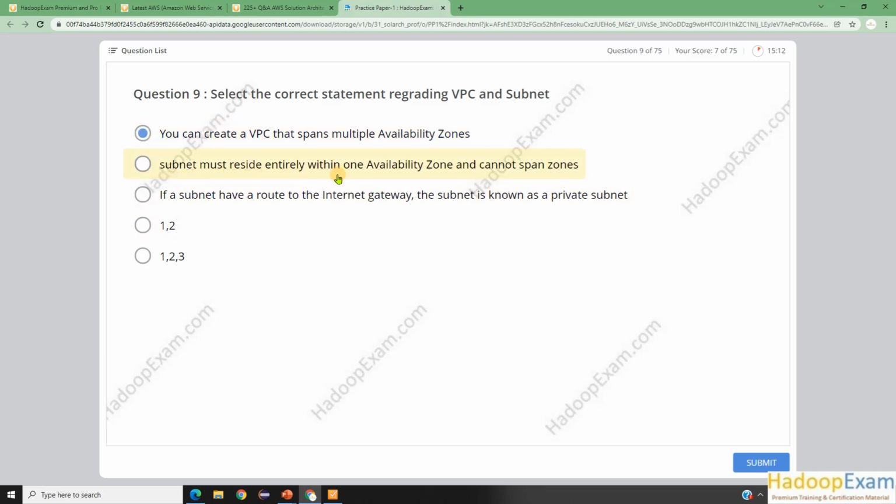A subnet must reside entirely within one availability zone and cannot span zones. Correct. So that is also a correct answer. So 1 and 2 are correct. Now moving to the third: if a subnet has a route to the internet gateway, then the subnet is known as a private subnet. This is wrong. Then it is known as a public subnet. So 1 and 2 are the correct answers.